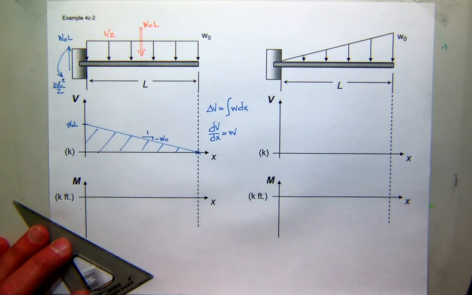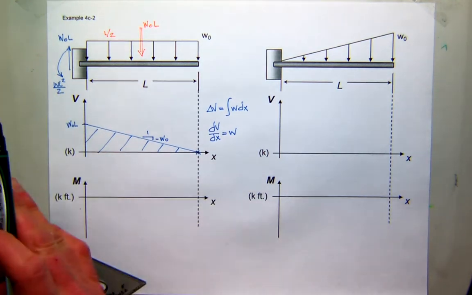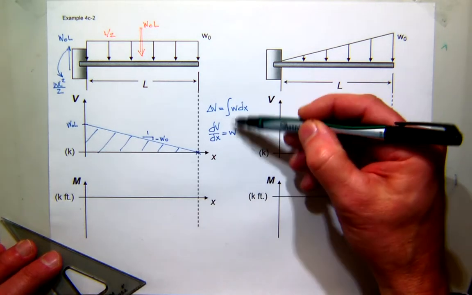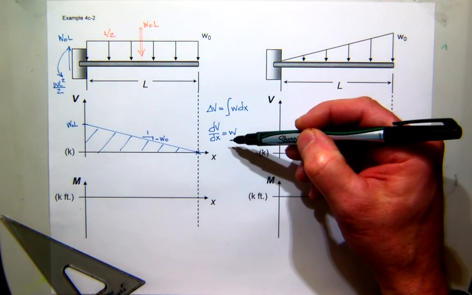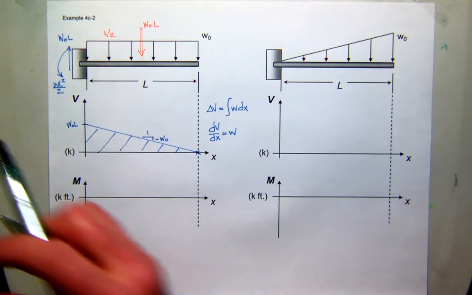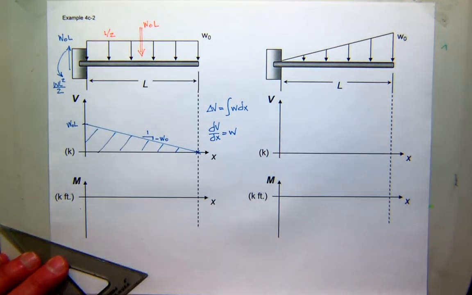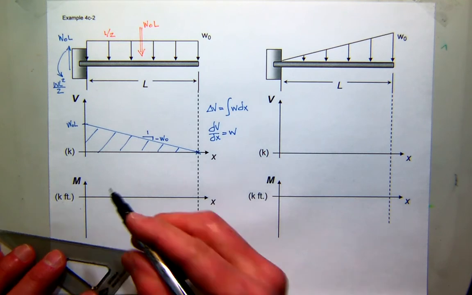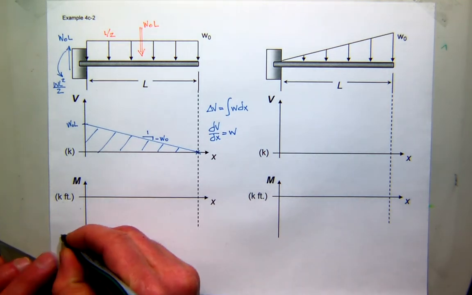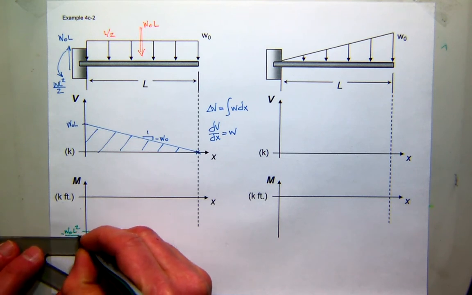All right, so let's do the moment. So what do we know about moment? Well, looking at the left side, by the way, we always work from left to right because our relationships are set up for x going left to right. You can't start on the right side and move left. So what's the bending moment here at the left side? It's WL squared over 2, positive or negative? Negative. So I have a negative W naught L squared over 2.